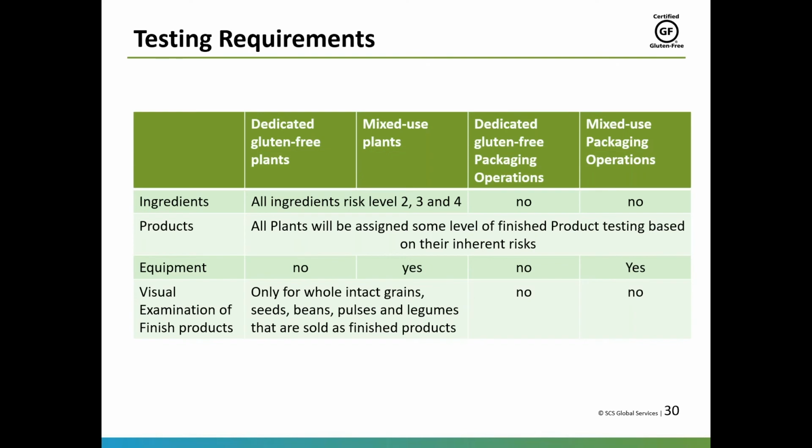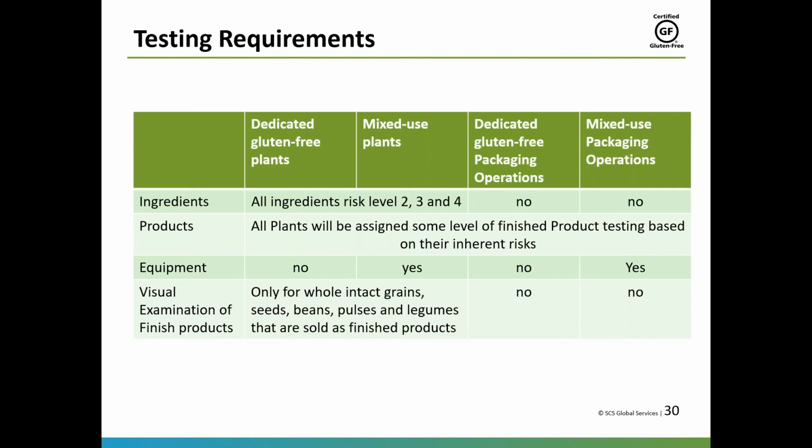And here is a very general breakdown of testing requirements. The main takeaways are that any ingredients that are risk level 2, 3, and 4 will require some level of testing if used for gluten-free production in dedicated gluten-free plants or mixed-use plants. And also for products, there is always going to be some level of product testing required no matter what.